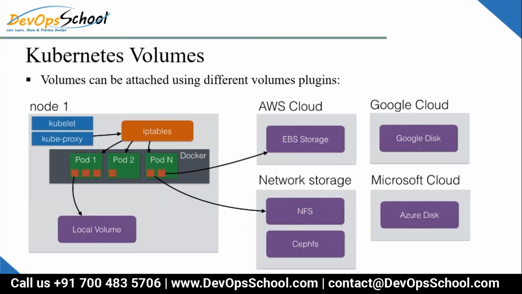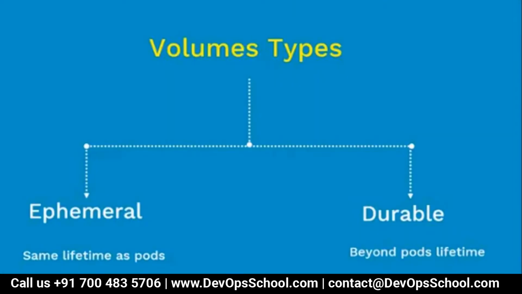So different kinds of volumes can be mounted and attached to the pod: EBS storage, which I showed you, Google Disk, NFS, Ceph, Azure Disk. So many technologies are there in today's world, and everything is addressable through the volume plugins. So guys, there are in fact two types of volumes.